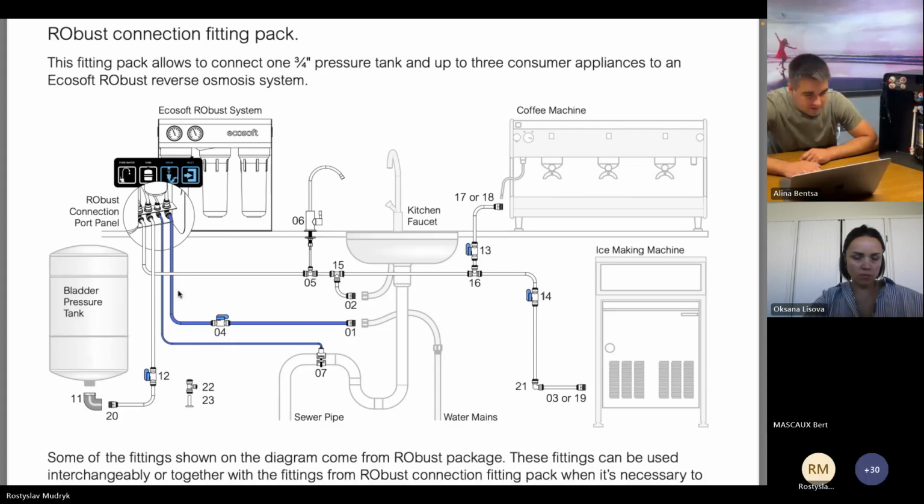So this is the treated water line, the white one. And then if you have the bladder pressure tank, you may connect many kitchen or not kitchen appliances to the Robust unit. For example, the coffee machine, the ice making machine, and many other applications that we may talk about a little bit later. So did I answer your question on the storage tank, or do I have to provide a little bit more specific reply?